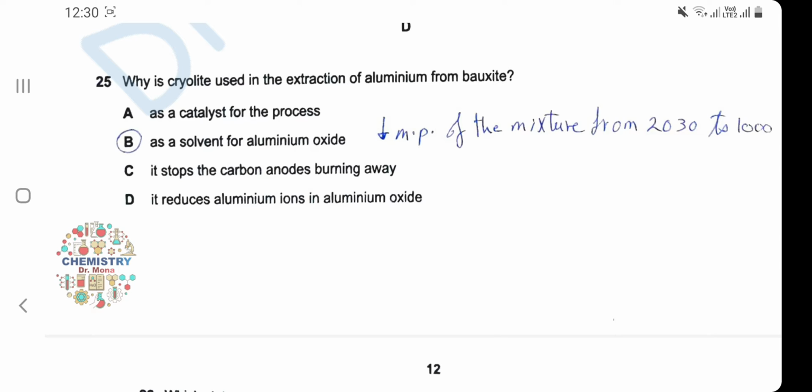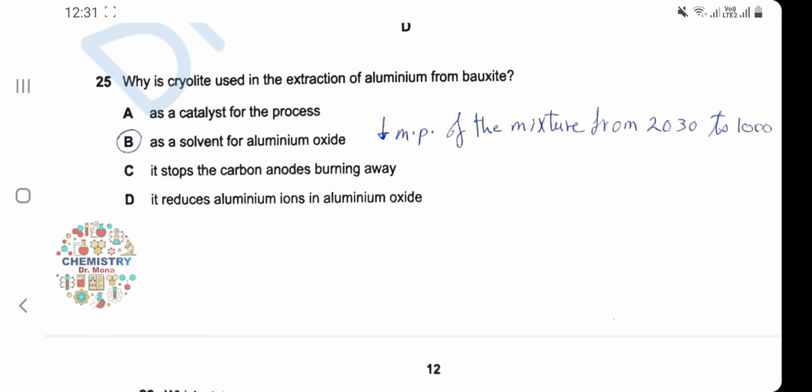Question 25. Why is cryolite used in the extraction of aluminium from bauxite? Cryolite is used as a solvent for the aluminium oxide and to decrease the melting point of the mixture from 2000 to 1000. So we will choose the answer that says solvent. Cryolite is used as a solvent for aluminium oxide.